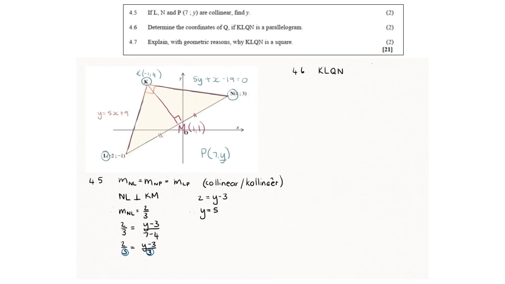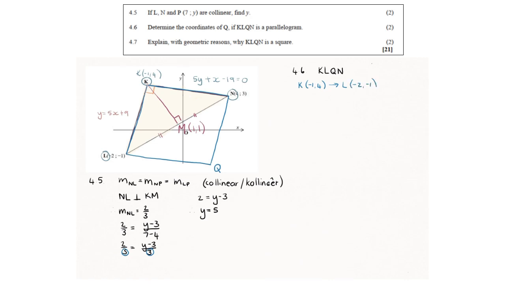Now, very important is how this is labeled. KLQN means if you start at the top, it's K, then down to L, and then Q has to lie somewhere in the 4th quadrant, and then we complete the parallelogram from there to N and then back to K. Now, to determine the coordinates of Q, we can look at the distance between the points K and L. And since the opposite sides of a parallelogram are equal, the distance from K to L has to be equal to the distance from N to Q.